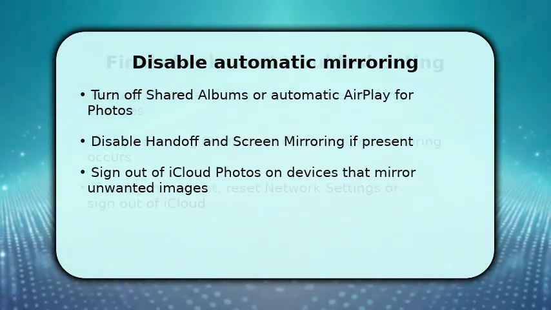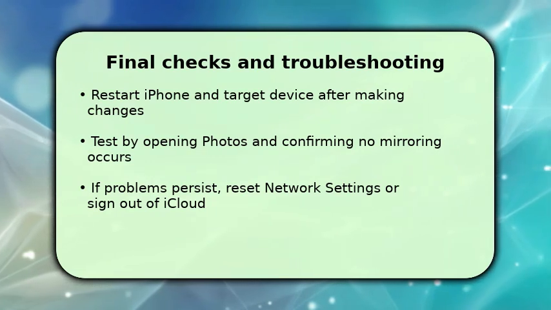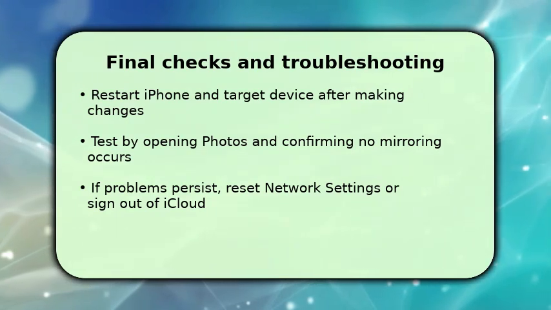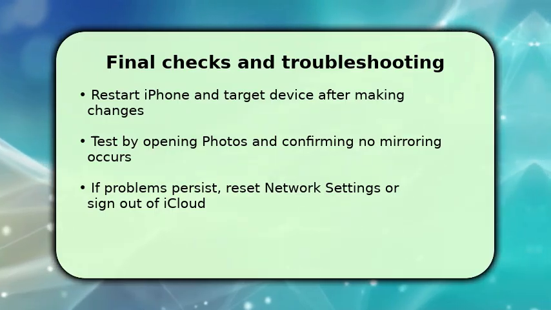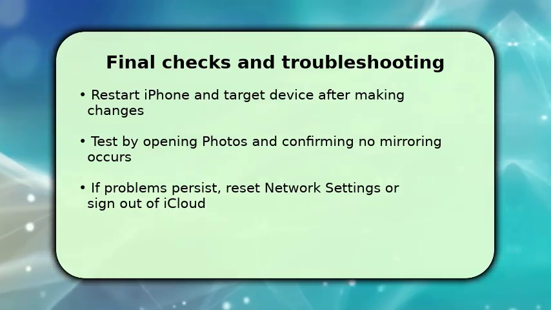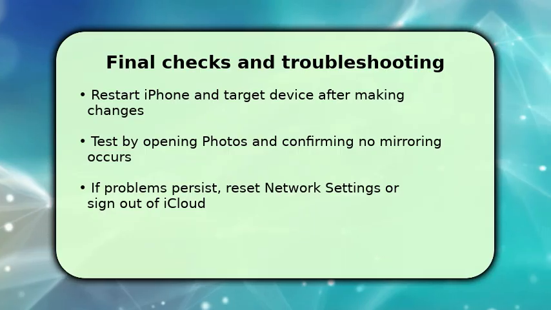Finish by restarting both your iPhone and any device that had been mirroring so settings fully apply. Restarts resolve lingering connections. Once restarted, open Photos and test. You should no longer see images appearing on the other screen.